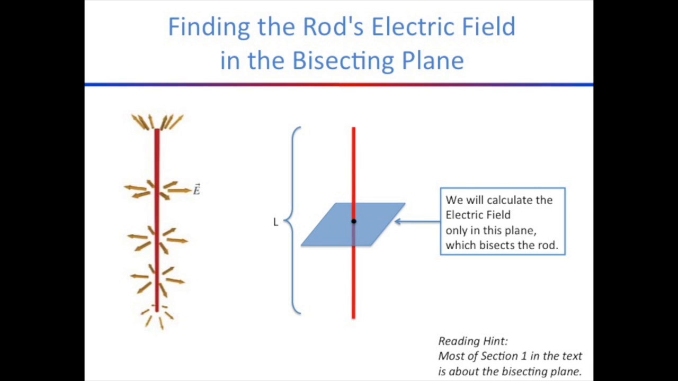So we'll calculate the electric field only in the plane which bisects the rod. Here's the simplification that we get to use: if I think about symmetry, then I actually have to do less work. Now, there are two ways to go about this problem.